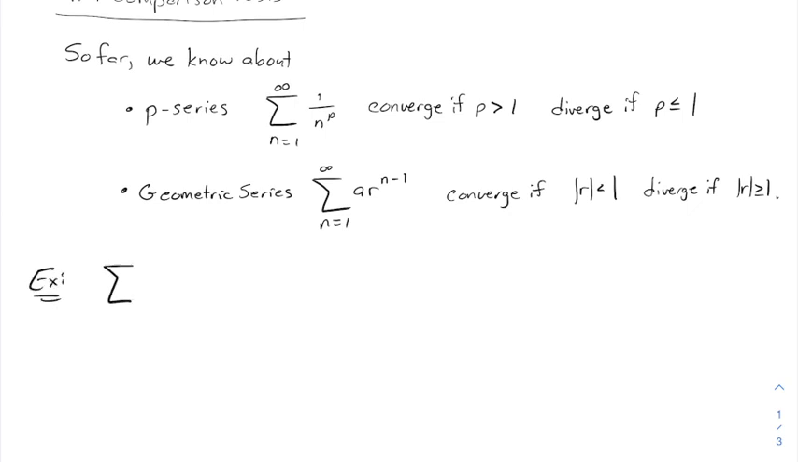What about this series? 1 over 3 to the n plus n squared, and I'll make n go from 1 to infinity. Now, this is not a p-series or a geometric series, but what I'm going to do is look at the dominant term on top and bottom. Now, the dominant term on top is 1, and the dominant term on bottom is 3 to the n. So I want to compare this with what we get if we just look at those dominant terms.